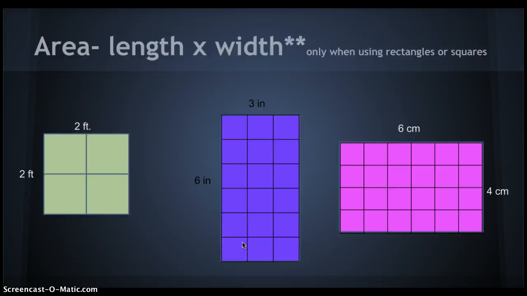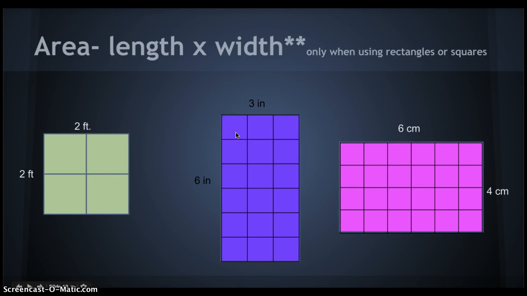Let's take a look at some examples. The formula for area is length times width. Please note that this is only the formula when you're using rectangles or squares. In our first example, we have a square, and each side is labeled 2. We know that all 4 sides are 2 feet. So using our formula, we can take the length, which is 2, and multiply by the width, which is 2. So all we do is multiply 2 times 2, which is 4. The area of this square is 4 feet squared. We can also count up the boxes inside. 1, 2, 3, 4. The area is 4 feet squared.